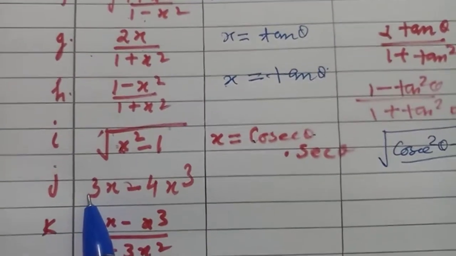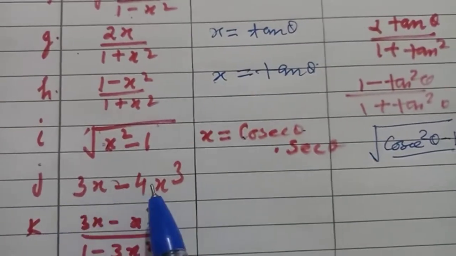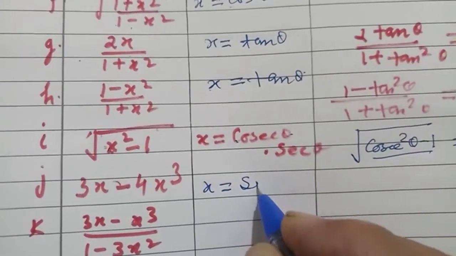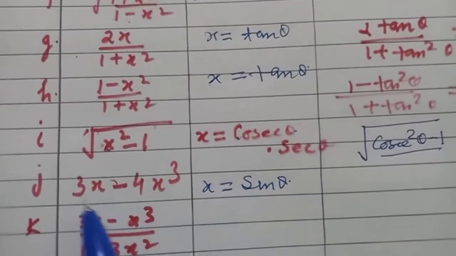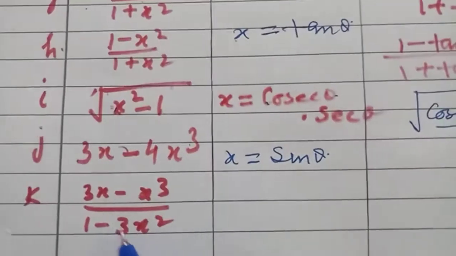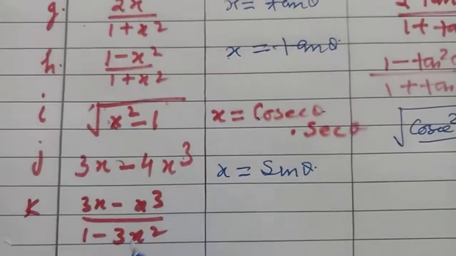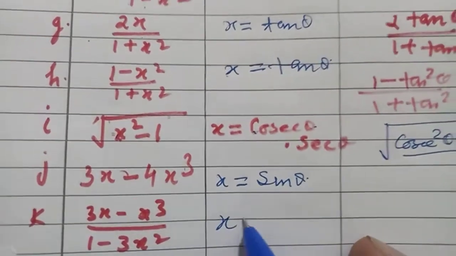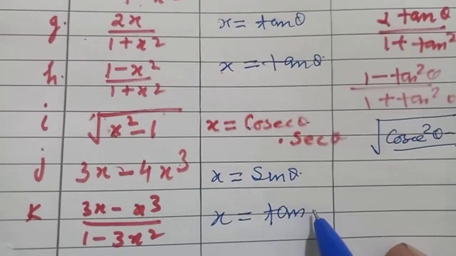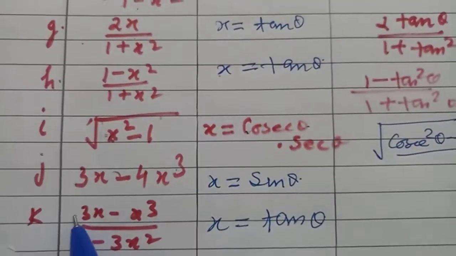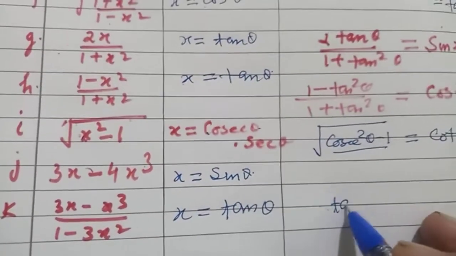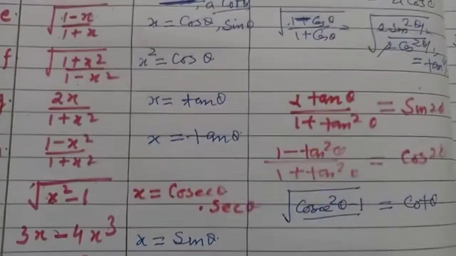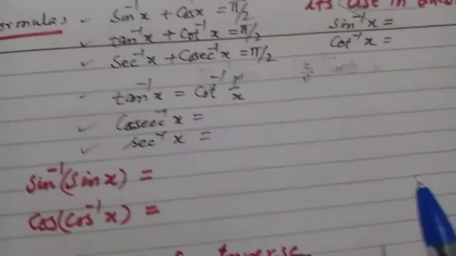This particular expression is somewhat resembling 3 sin x minus 4 sin cube x. So take x equal to sin theta. This will give you the answer as sin 3 theta. This particular structure, 3x minus x cube upon 1 minus 3x square, is the formula of tan 3 theta. So we'll take x equals tan theta. By putting this, we'll get the result as tan 3 theta.